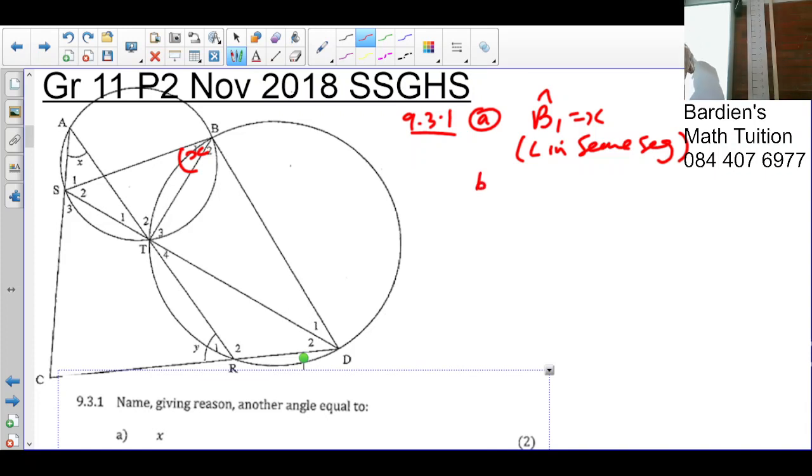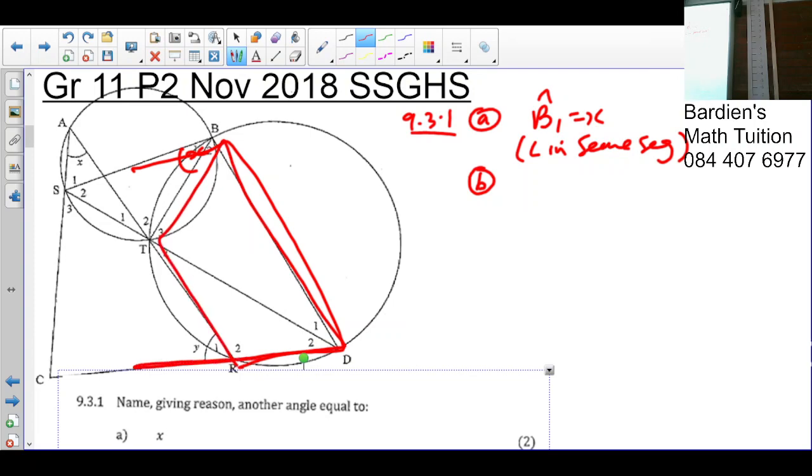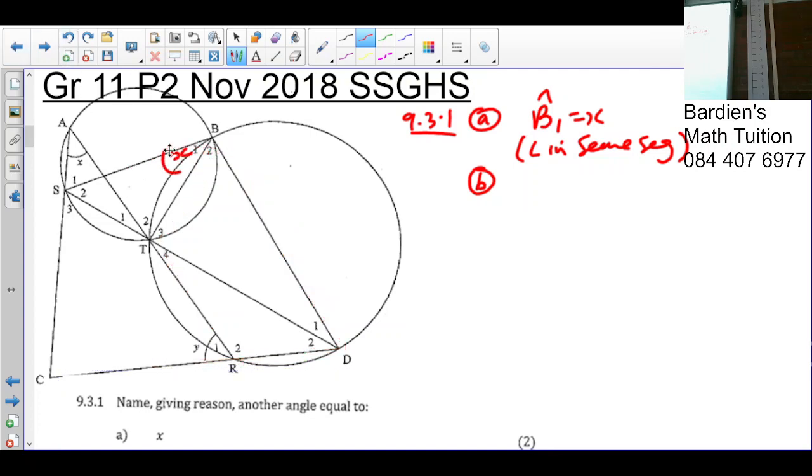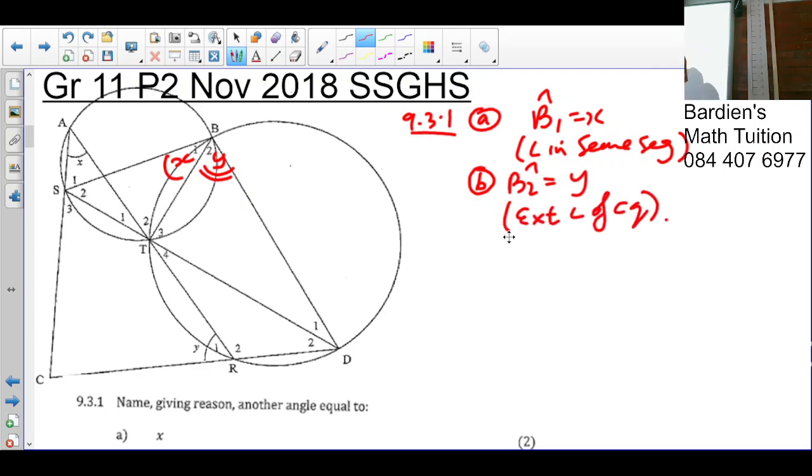Okay. Then in B they want you to name another angle equal to Y. So as you can see, there's a cyclic quad here. This here is a cyclic quad. So that's your exterior angle of the cyclic quad. So it's going to be B2. Can you see that? So B2 is Y. And we said it's going to be exterior angle of cyclic quad equals the interior opposite. Okay. Let's take these arcs out here.